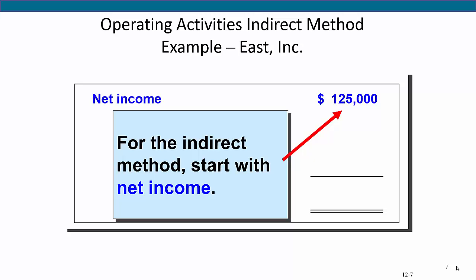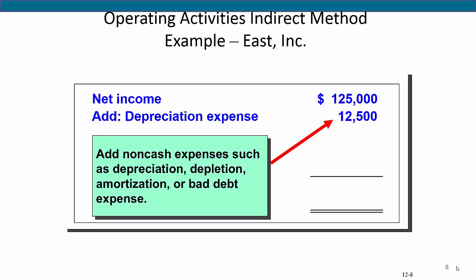First, start with net income of $125,000. Then, add back non-cash items such as depreciation expense. You would also adjust for gains and losses in this section, but East did not report any, so we just add back $12,500 in depreciation.